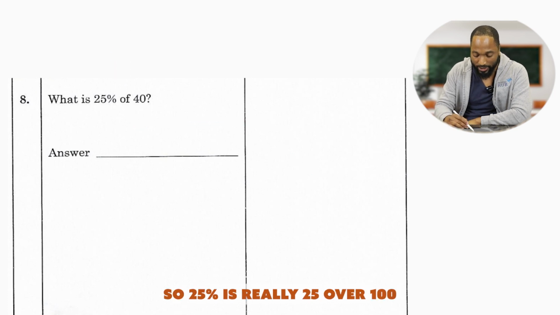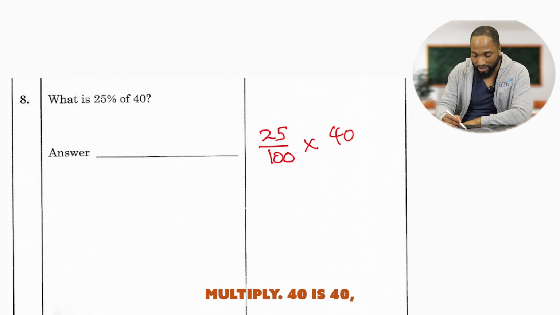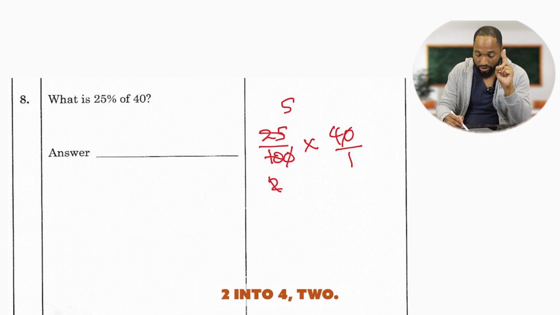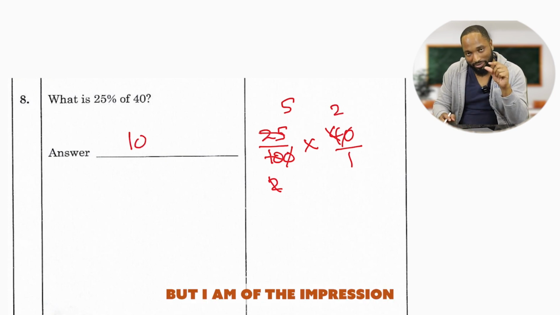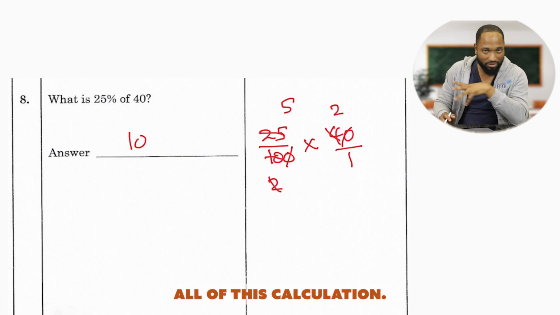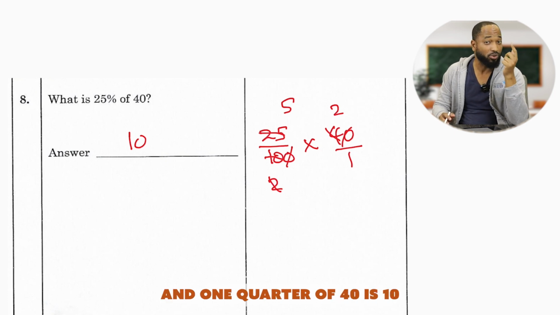So 25% is really 25 over 100. "Of" is really multiply. 40 is 40. And then we cross out some zeros here. Hang on. 5 into 10, 2. 5 into 25, 5. 2 into 4, 2. 5 by 2 is 10. But I am of the impression that I can figure this out without all of this calculation. I could just say 25% is a quarter, and 1/4 of 40 is 10.